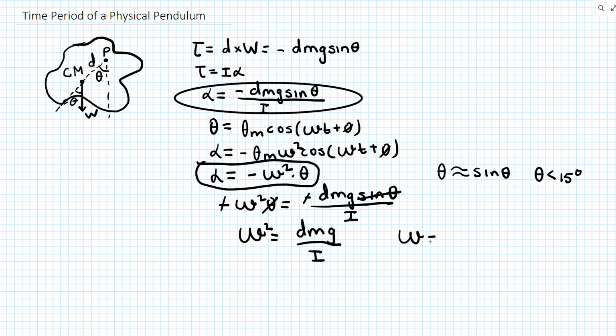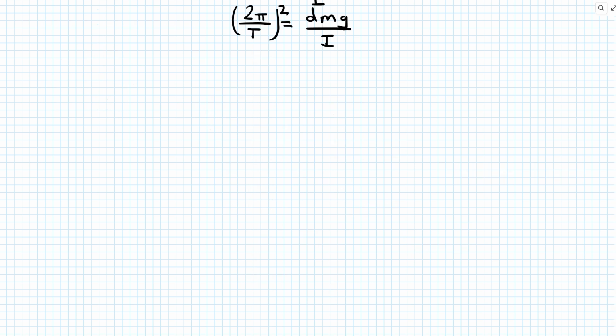Now, omega can be expressed as 2 pi over time period because 2 pi is 1 full revolution, so 1 full revolution over time period is the angular velocity or angular frequency. So now we substitute that in, so we get (2 pi over t) squared equals dmg over I. And now we just have to solve for t. So we can bring the square root to the other side, so we get 2 pi over t equals square root of dmg over I.